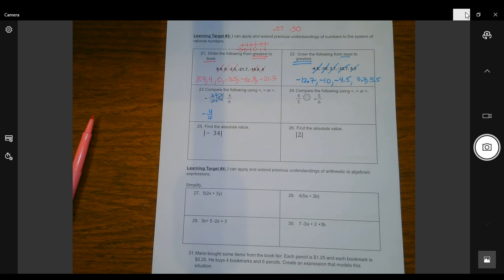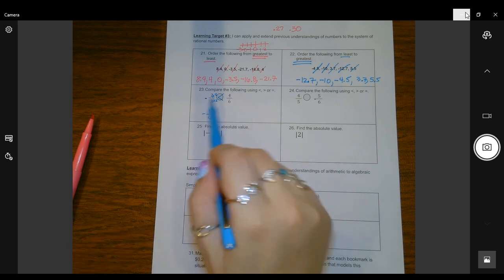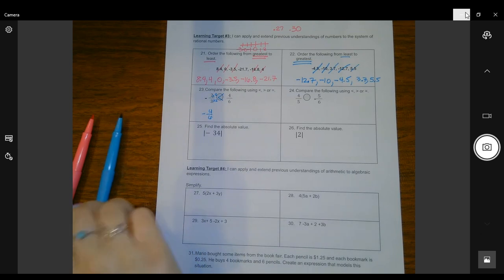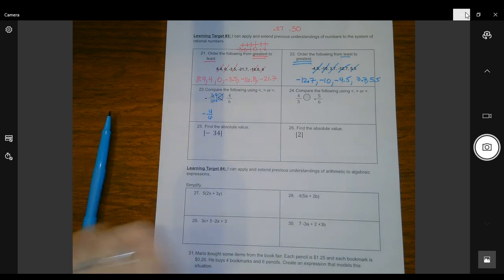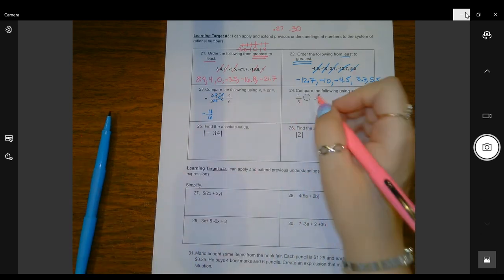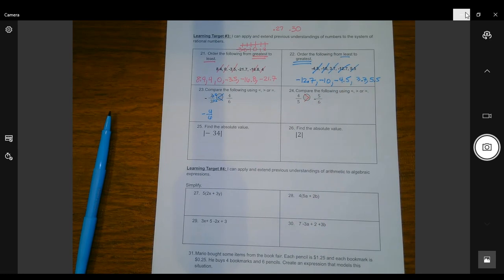If it wasn't easy to get common denominators, you can also change them both to decimals and then compare. However, for this one, I wouldn't have even bothered to do either of those things. I would have just glanced at it and said, oh, a positive versus negative. That one's bigger. Okay, for my next one, same thing. Positive versus a negative. That one's bigger. But remember, if they were both positive or both negative, then you need to either change them both to decimals or get a common denominator and then compare the numerators.